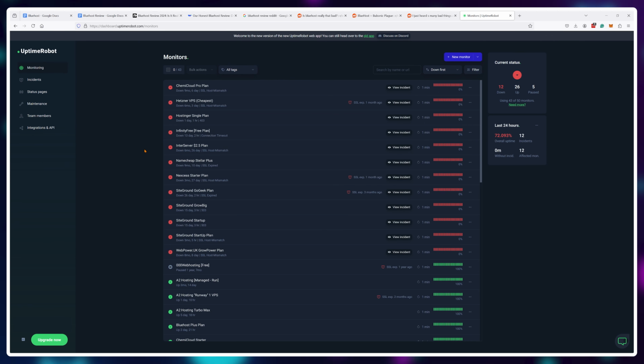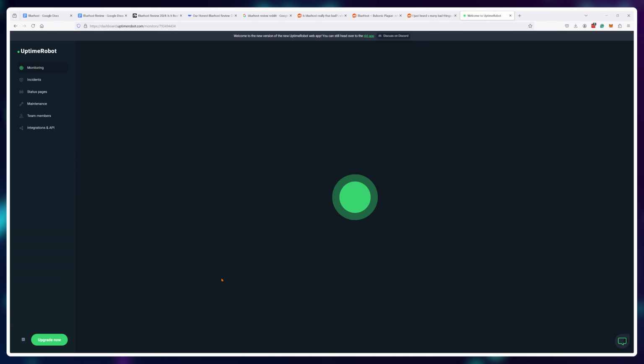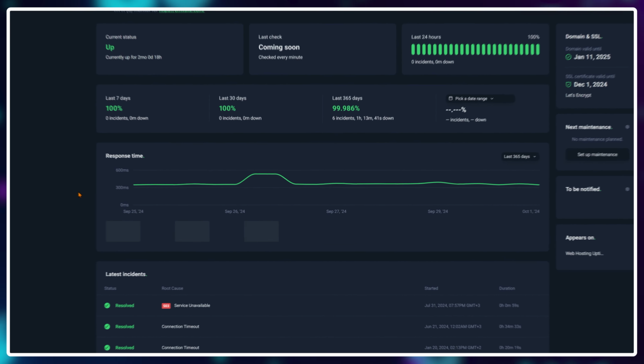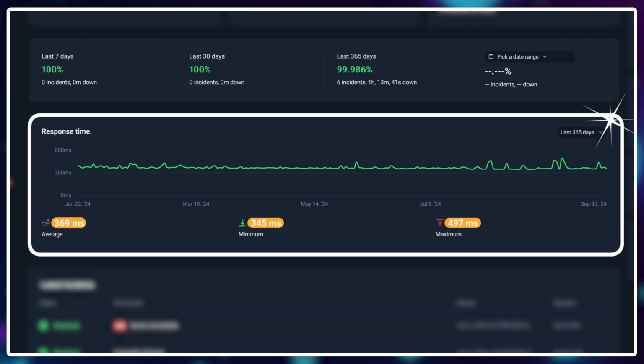For comparison, this is Hostinger's chart for the same period, and this is how your server response times should look. Stable, flat, and consistent, meaning each day you're getting what you're paying for. So what the hell is going on with Bluehost? Why are they so bad?